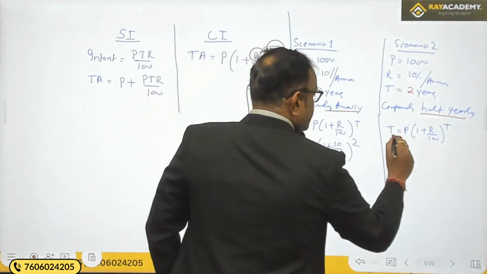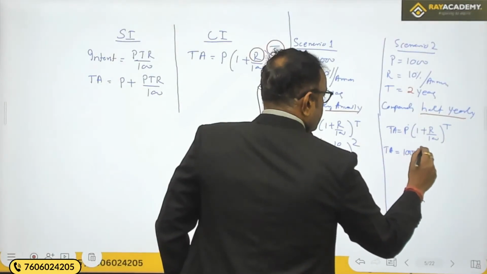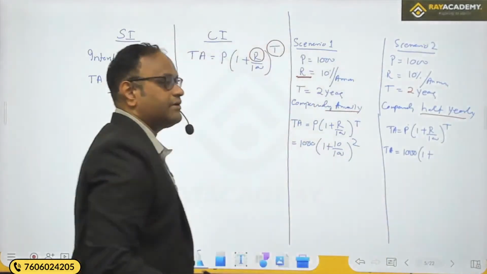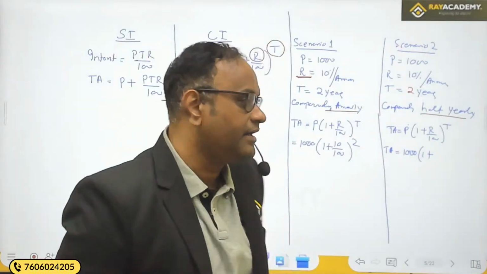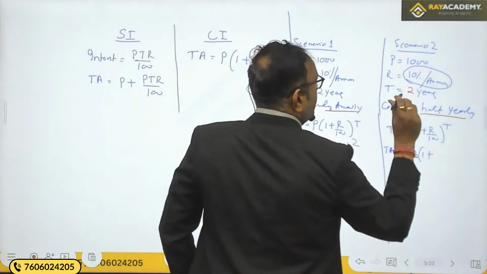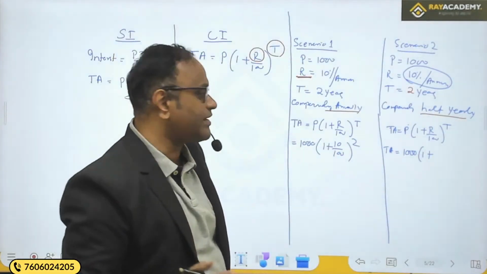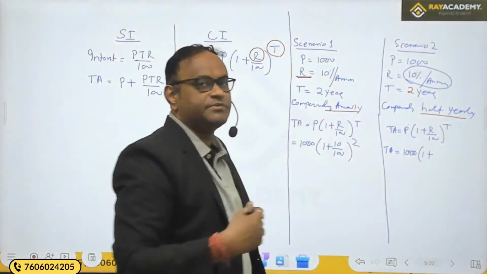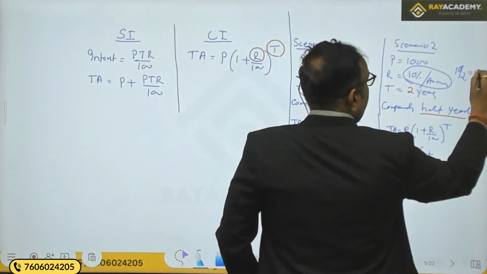But for this question, the total amount is 1000 into 1 plus R. R is what we are taking: rate of interest per compounding period. The rate of interest given is 10% per annum. Per annum means per year it is 10%, but the compounding period is half yearly, so 6 months, 10/2, that is 5%.